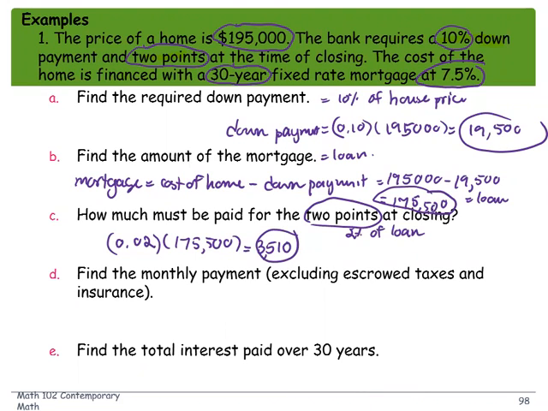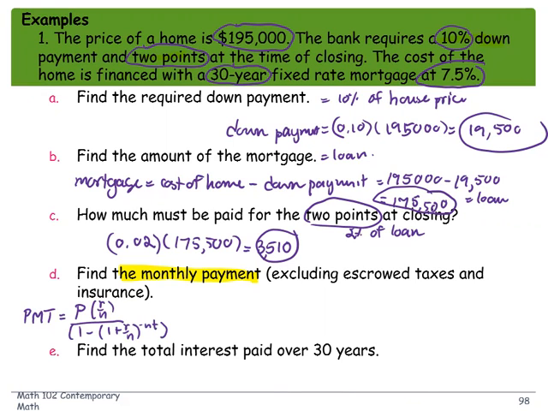And part D, we're going to find the monthly payment, excluding escrow, taxes, and insurance. So we're going to use the monthly payment formula that we saw in the earlier slide. Write out the formula: PMT equals P, the loan, multiplied by R over N, divided by the quantity 1 minus the quantity 1 plus R over N raised to the power negative NT, and then close the parentheses. From this, make a list.